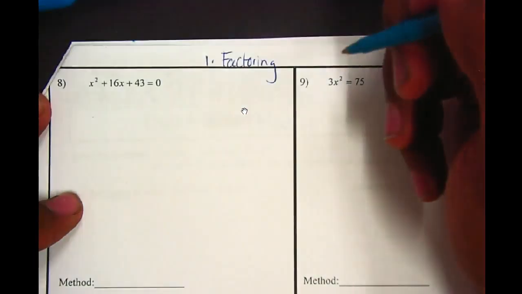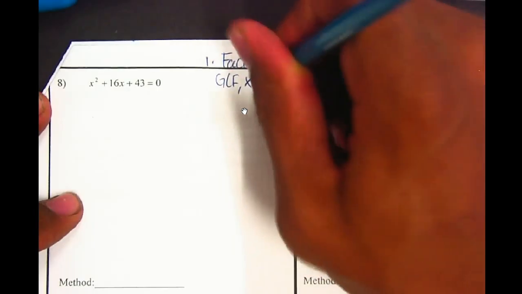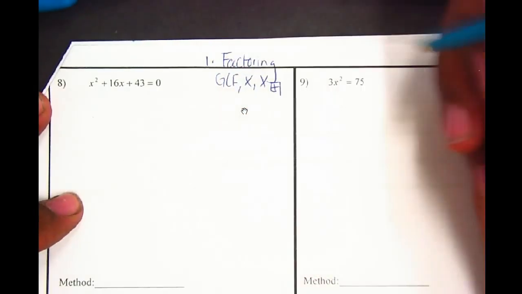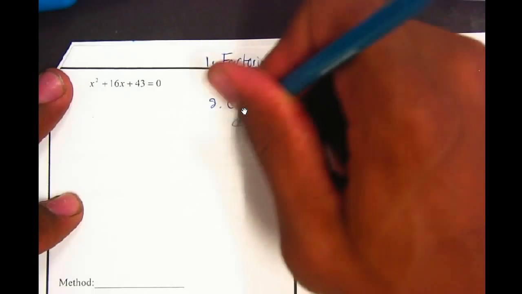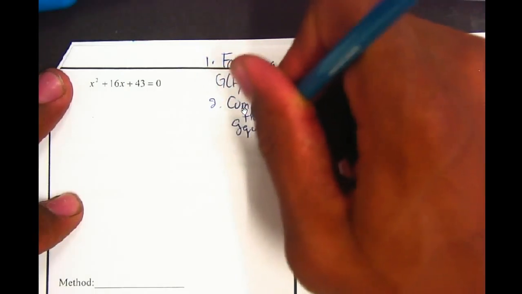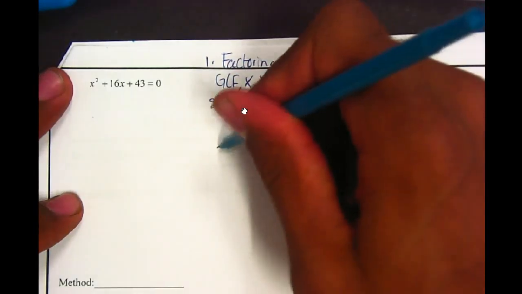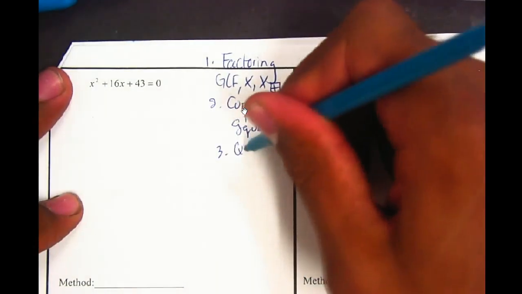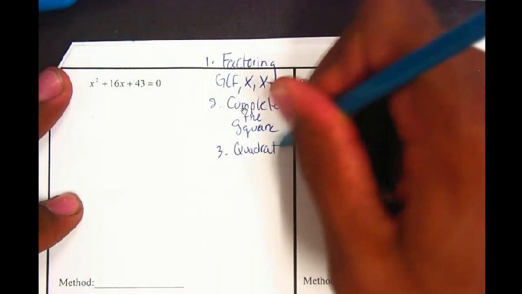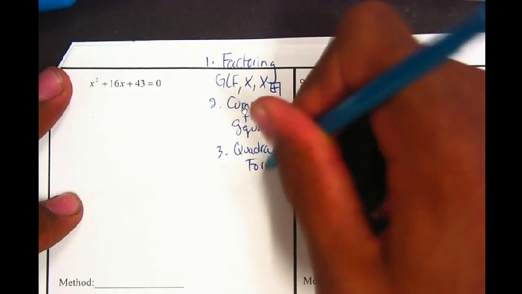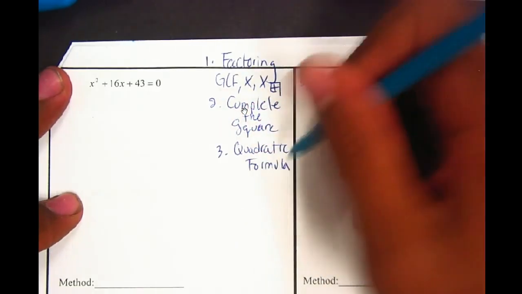seeing, can I do factoring? Can I do GCF? Can I do the X box? Can I do one of those? Will that work for this? And then after that, you want to try to complete the square. And if that doesn't work, well then you move on to the next one. And the last would be the quadratic formula. And we went over that in class on the first page.